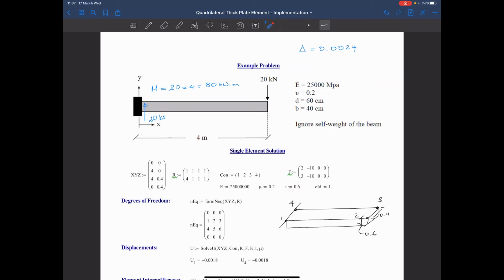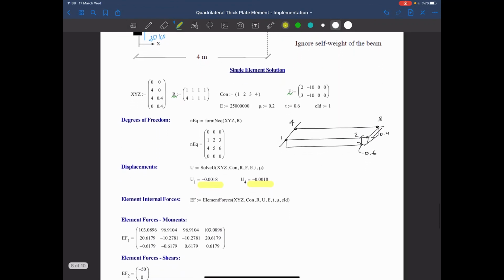And when we do the calculations, since I used single point numerical integration, as you see, I didn't observe any shear locking, and the displacement that I get with a single element is 0.0018, which is acceptable for a single element solution.